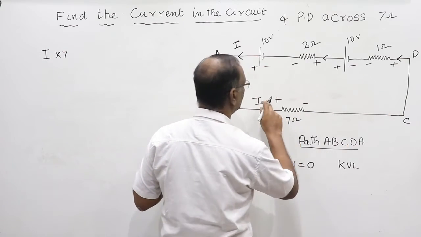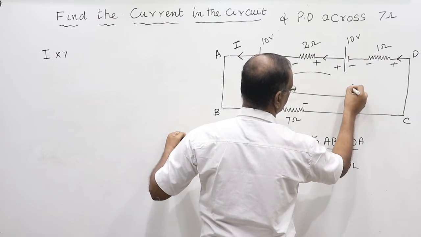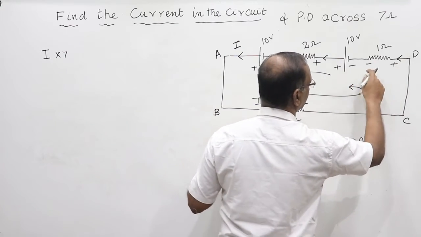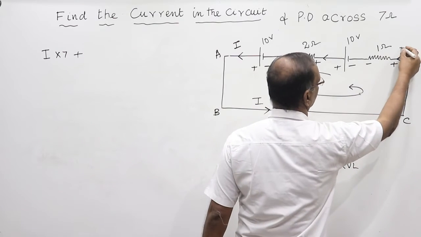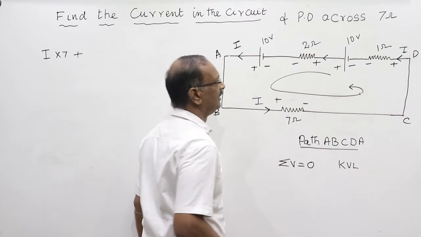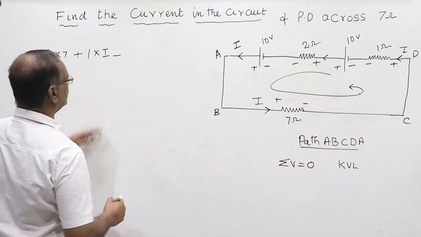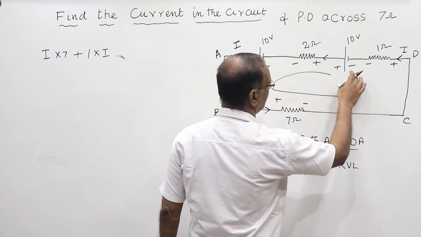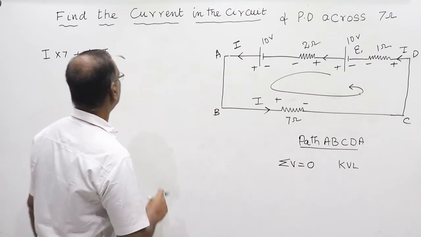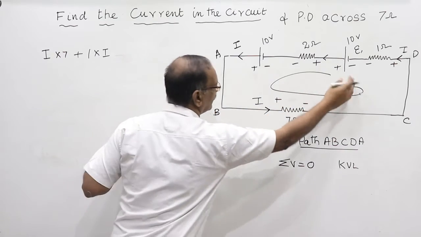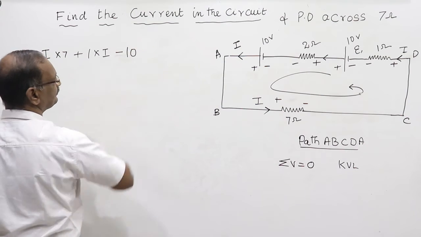Since we are going from plus to minus, we will keep it as plus. Again here, the current is moving in this direction, so from positive to negative, this will be a positive voltage. I is flowing here, so I into R, that is 1 into I. Plus or minus we do not know. Now again from the battery we are coming from negative to positive. So EMF 1 is equal to 10. Our direction is negative to positive, so that will be minus 10.